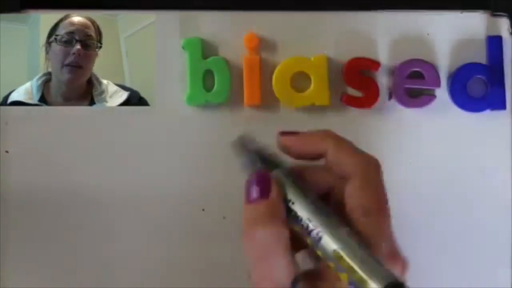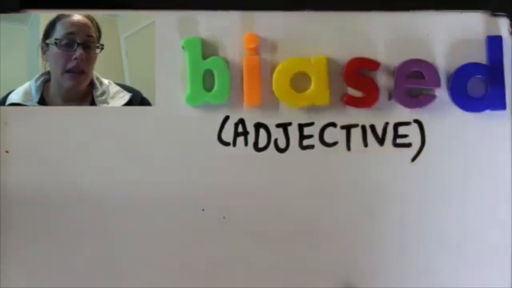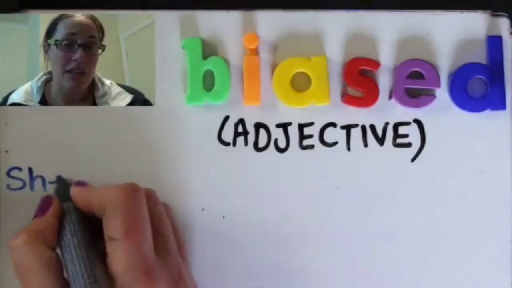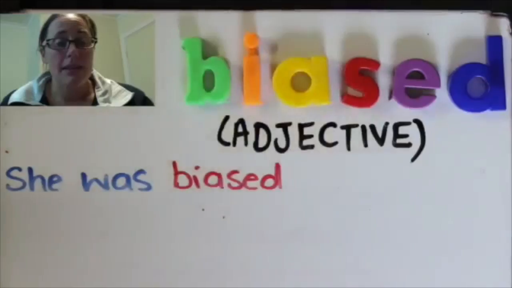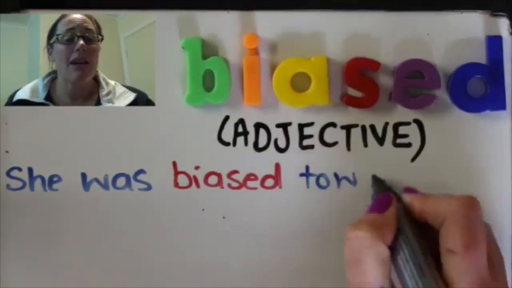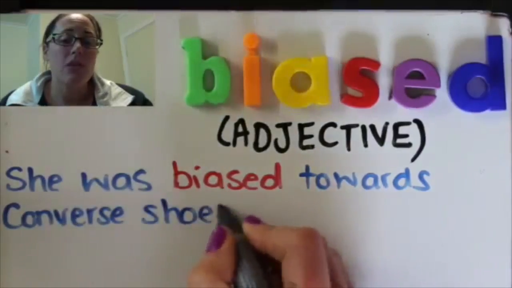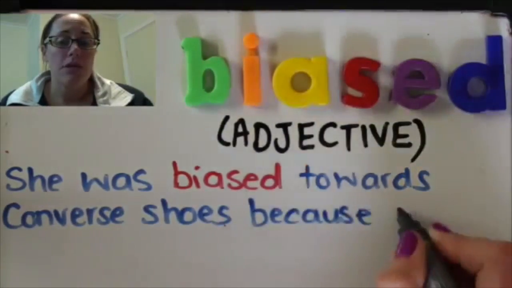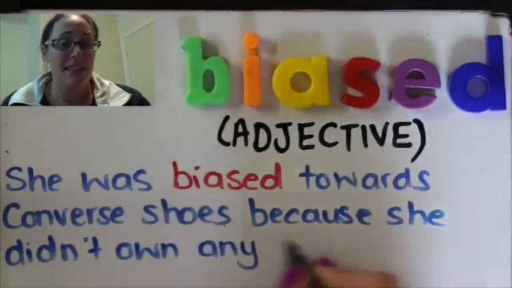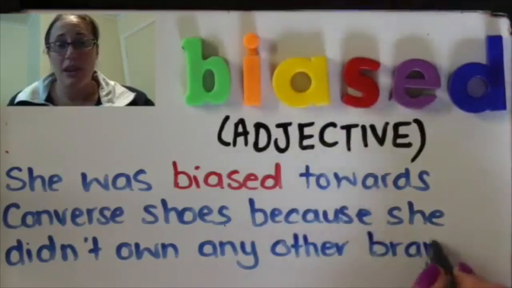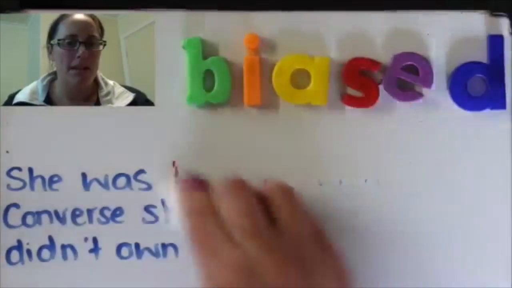On the other hand, however, the word biased is completely different. By adding the ed on the end of the word, it changes it into an adjective, and an adjective is a describing word. So what biased does is explain how a source is one-sided. So therefore, she was biased towards Converse shoes because she didn't own any other brands. That suggests that the person who doesn't own any other brands is in fact the description of being biased.